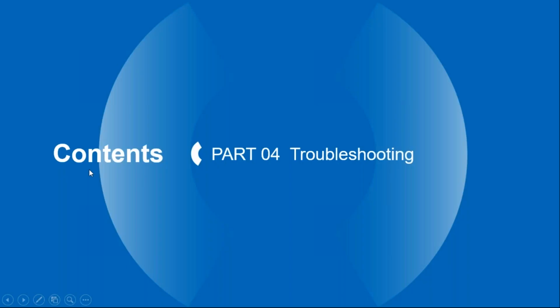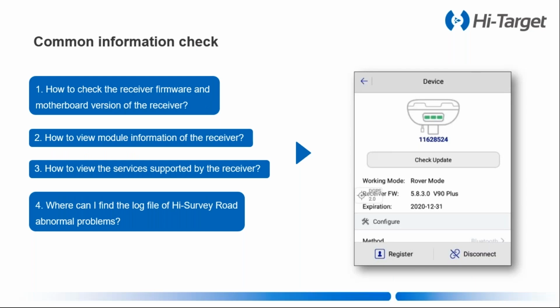Okay, the last part is troubleshooting. Problem one, how to check the receiver firmware and motherboard version of the receiver. Problem two, how to view module information of the receiver. Problem three, how to view the servers supported by the receiver. Problem four, where can I find the log file of high survey road abnormal problem? Okay, let's watch the video.